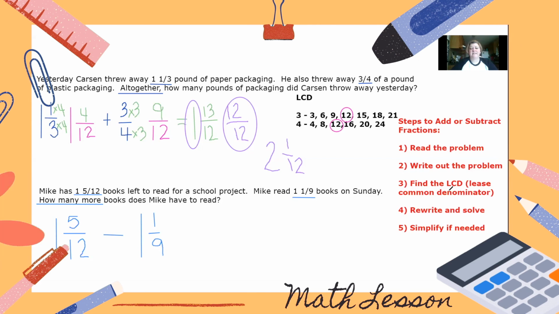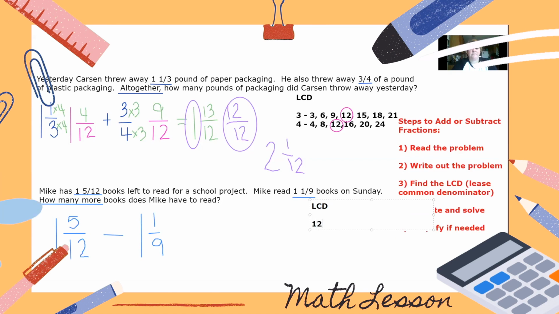We're going to find that LCD, or that least common denominator. What are the denominators that we are going to use? I see we have a 12 and we have a 9. So we are going to skip count by 12s. 12 times 1 is 12. 12 times 2 is 24. 12 times 3 is 36. 12 times 4 is 48. 12 times 5 is 60.